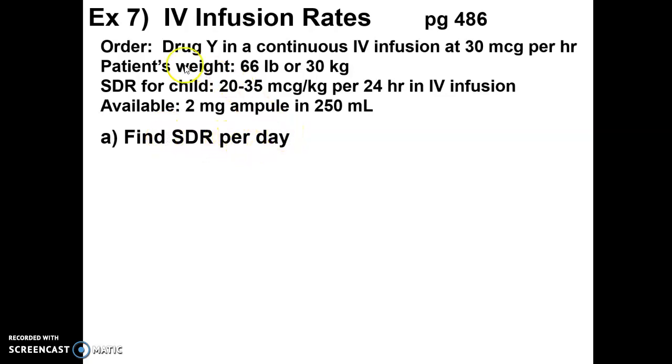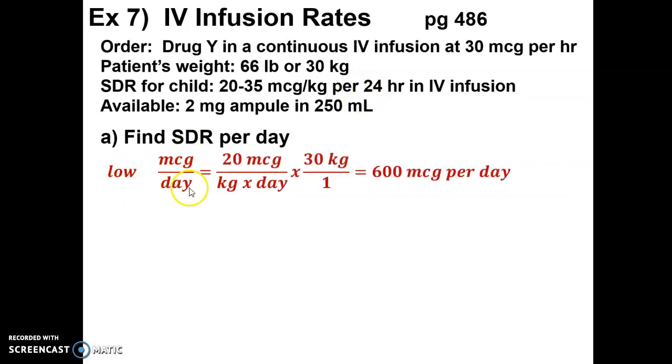Okay, so the safe dosage range was 20 to 35. So we are going to do a low and a high here. 20 to 35 micrograms per kilogram per, well, 24 hours is a day, right? So this is a microgram per kilogram per day, essentially. So let's go ahead and start out with the low, micrograms per day, as our desired answer.